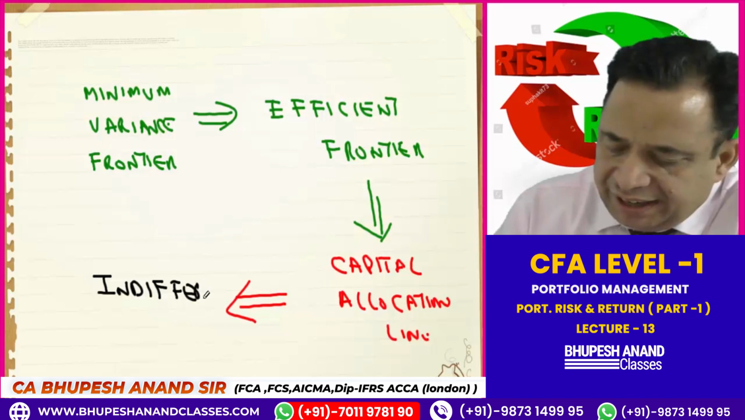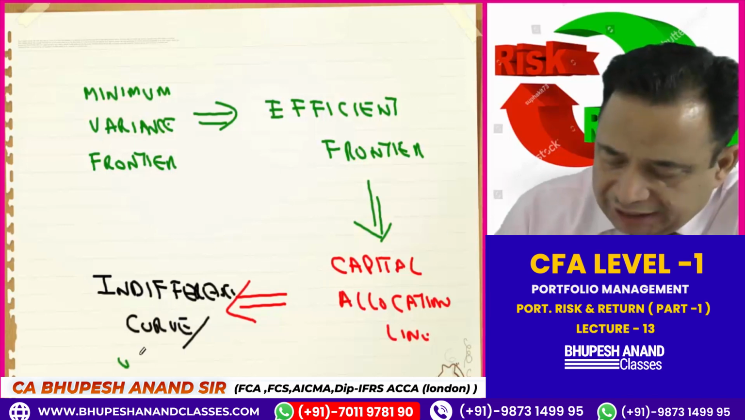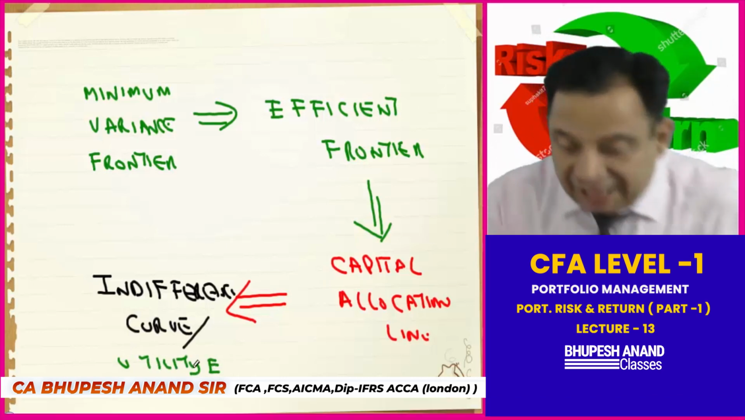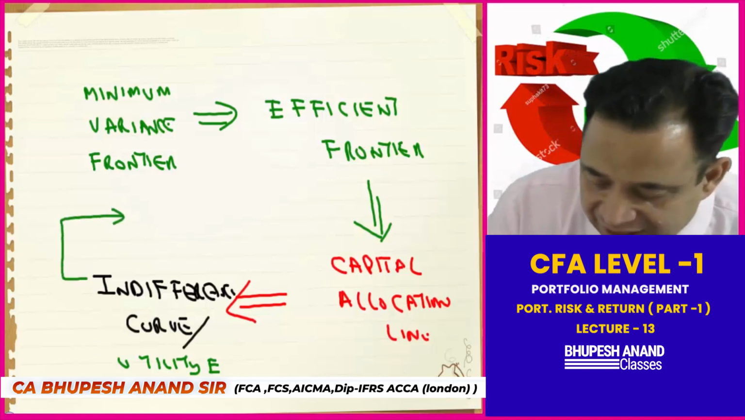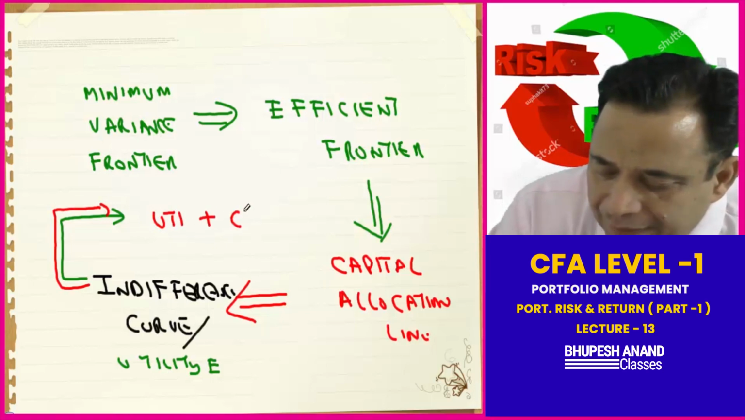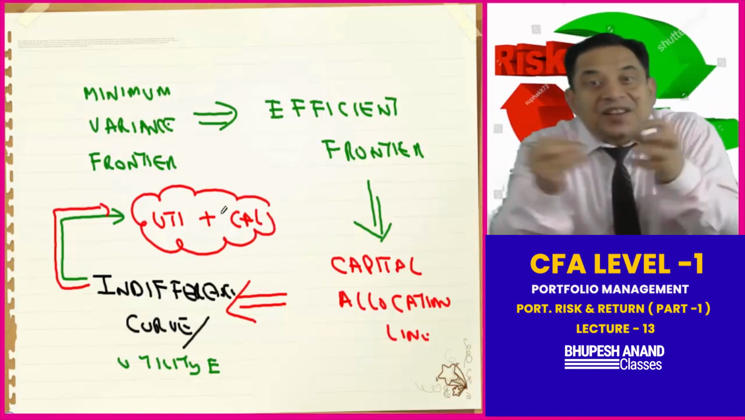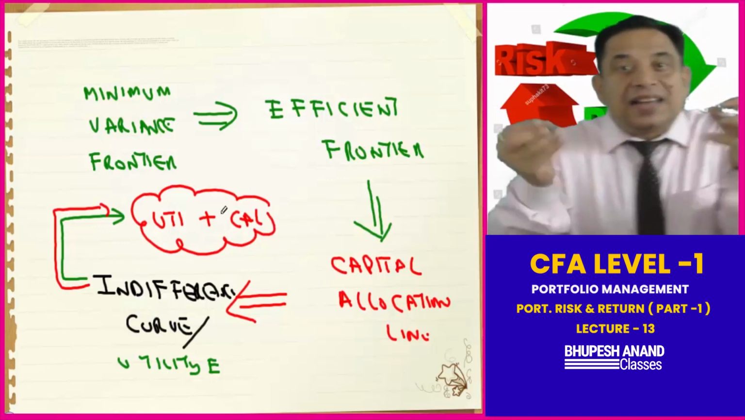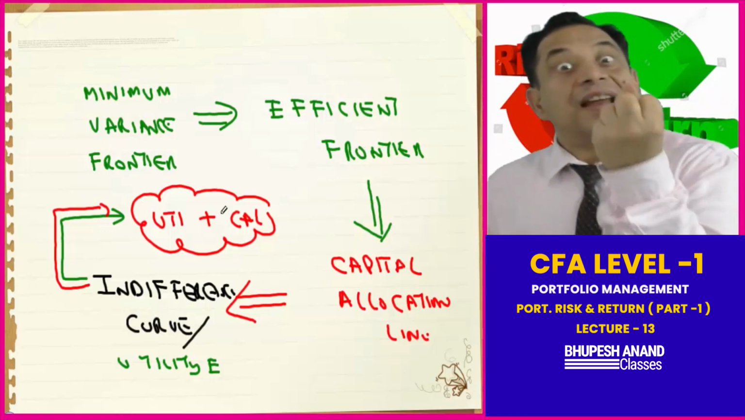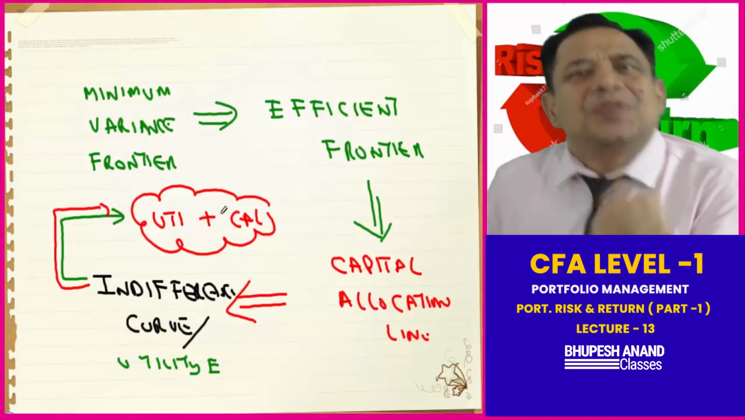Indifference curve. Or I will say utility equation. I will tell you something about utility equation. And then I will integrate this utility plus capital allocation line. I will integrate both the satisfaction line, the utility line, the indifference curve, and capital allocation line. And we will find out the optimum portfolio for an investor, customized optimum portfolio.